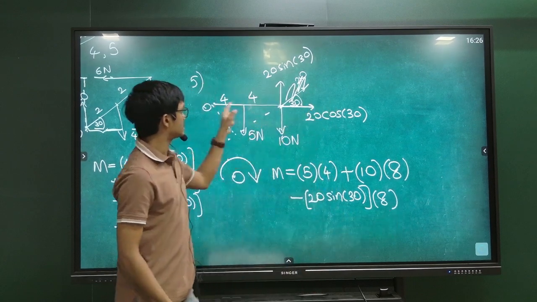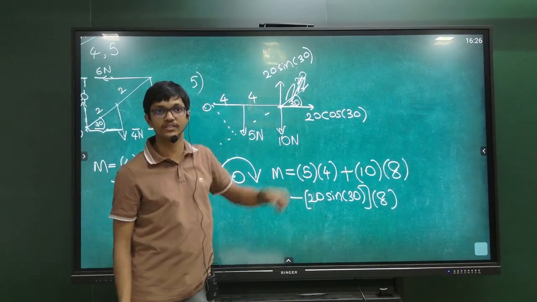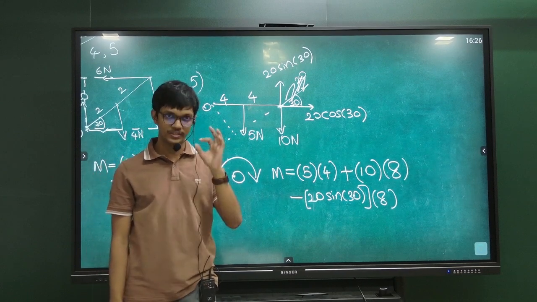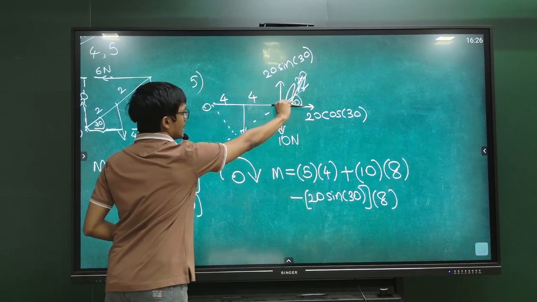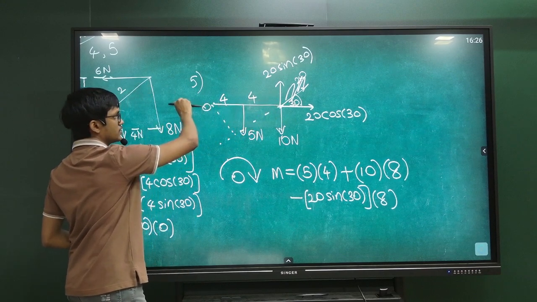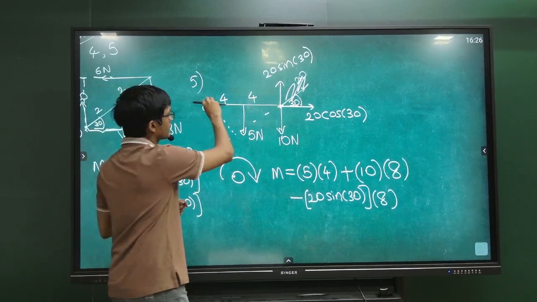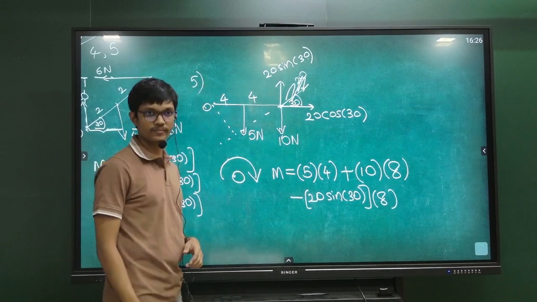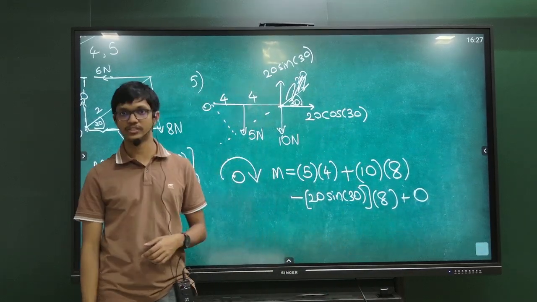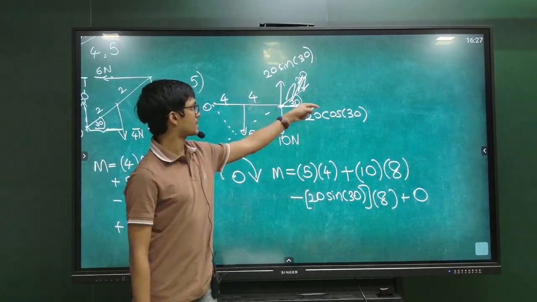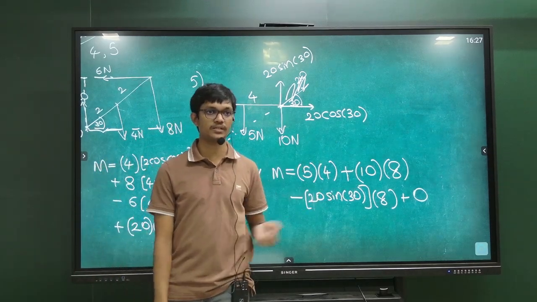Here 20 cos 30, it's moving through point O, right? 20 cos 30 is just moving through point O. So what is the perpendicular distance to 20 cos 30? 0, right? Why? This is the line of action of 20 cos 30. So 20 cos 30 is moving through O. So the moment it generates is 0, clear? Because there's no perpendicular distance between the line of action and the point. So it's 0, so you get the answer like this.